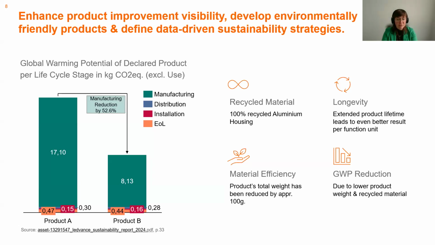And to simplify the results a bit, we've just displayed here the global warming potential result for the declared product. So one complete product. I just didn't want to make it too complicated by adding the functional unit here, but that's mainly only the declared product, excluding the use phase, so that we really can have a look at what the impact of the manufacturing stage on the global warming potential is. And basically, what are the changes between the generation 3 and the generation 4 of this product?